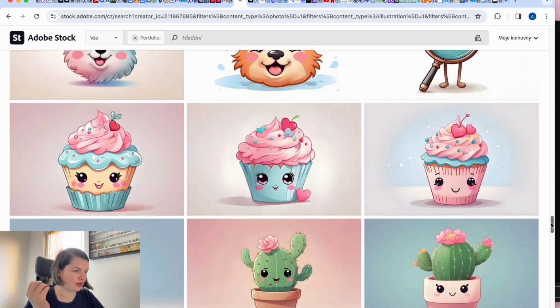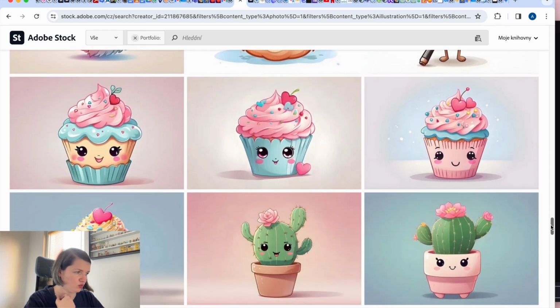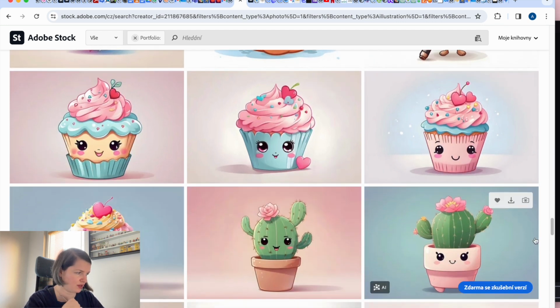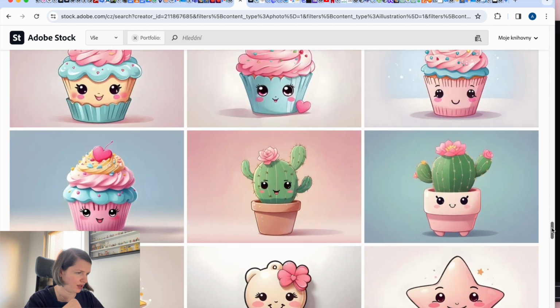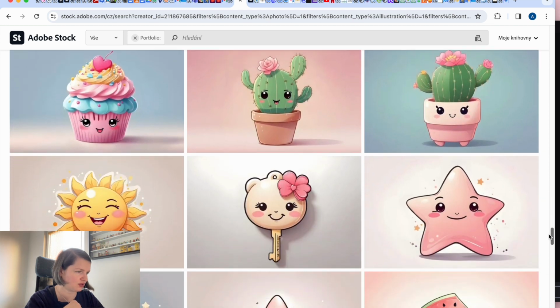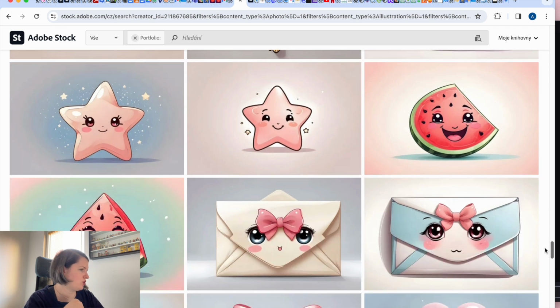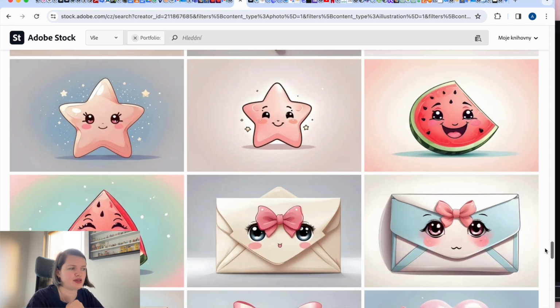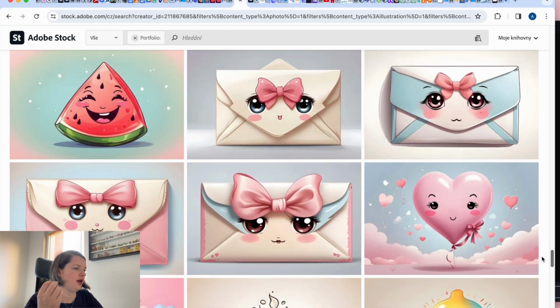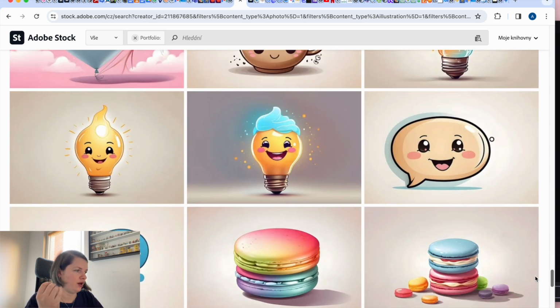Otherwise I don't think it's too bad. This one's cute looking, like cupcakes and cactuses and whatever you have there. But just to try something else, try prompting sticker set or icon set, or do them on a white background.